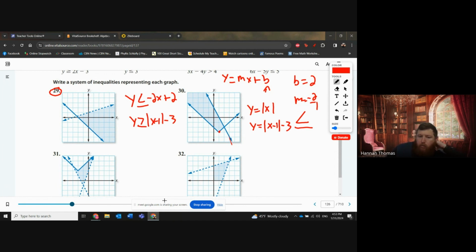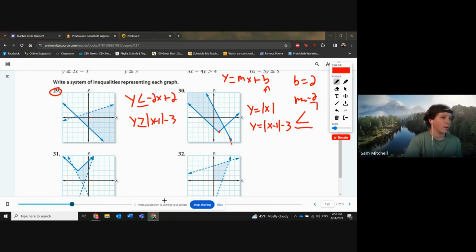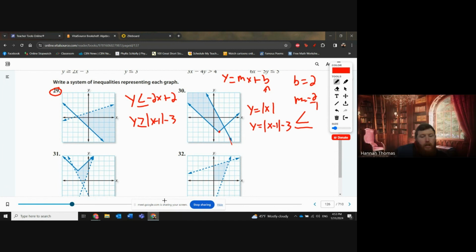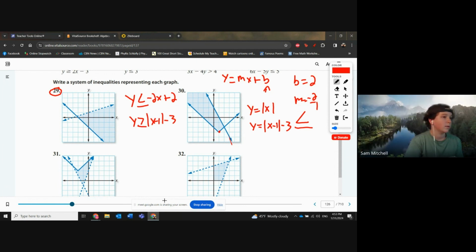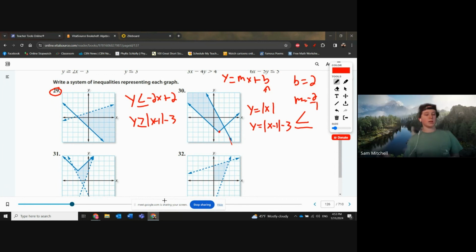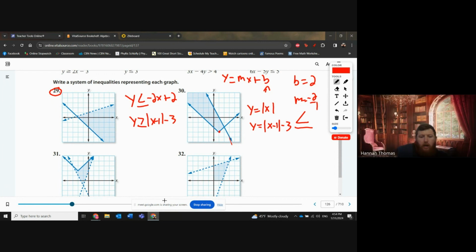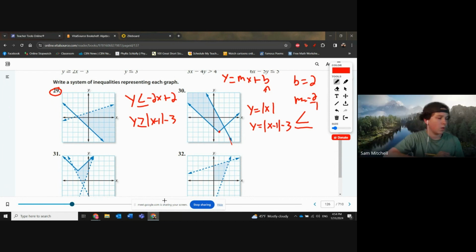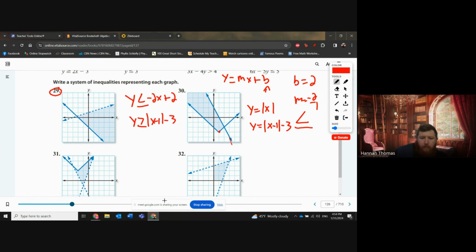Number 32, what do you notice about both types of these graphs? Tell me everything you know. They're gonna be less than or equal to. Are they going to be equal to? Oh, sorry. I meant less than or greater than. Right, because there's no solid line, so we're not going to underline anything. Just less than or greater than. Also, are either of these going to be absolute value? No. What are they both going to be in the form of?